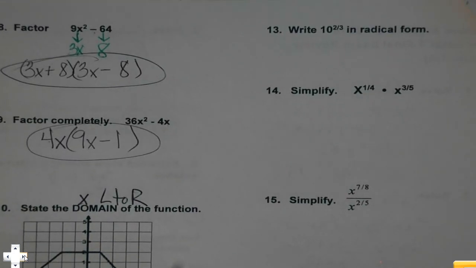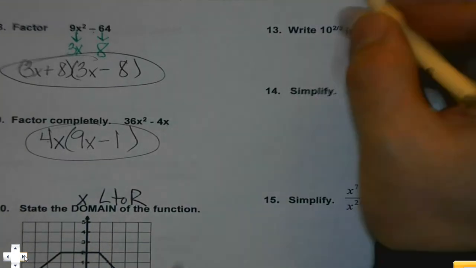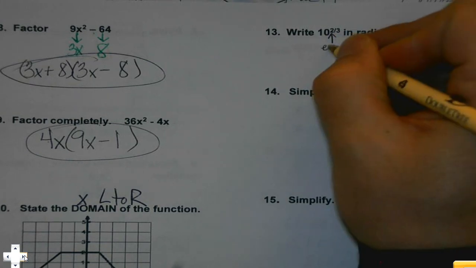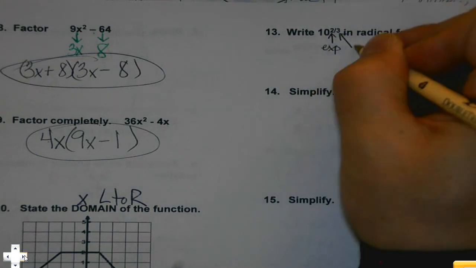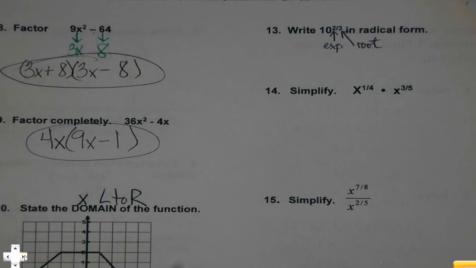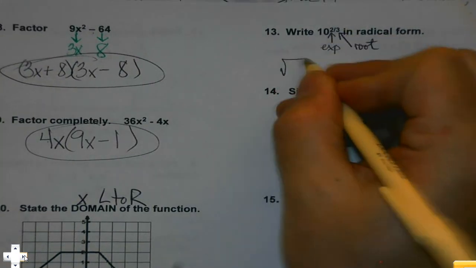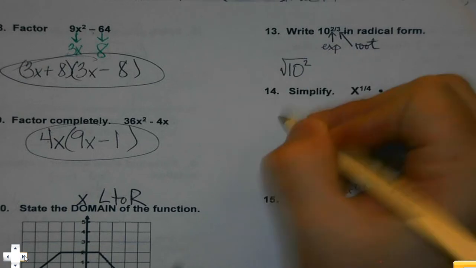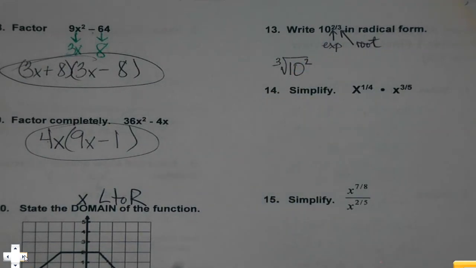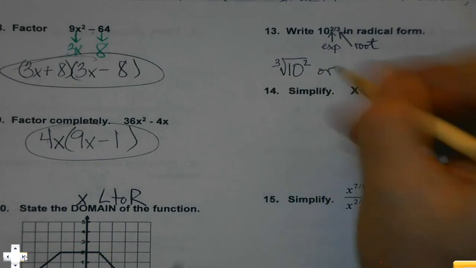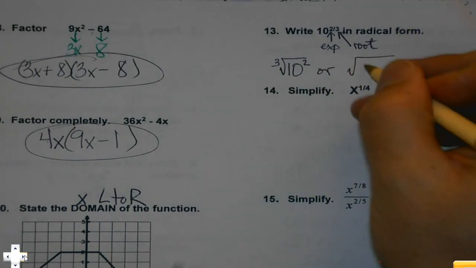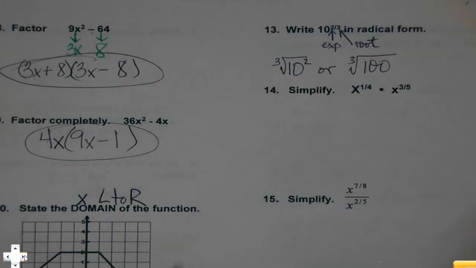Write 10 to the 2/3 in radical form. Always remember, exponent, root. Just like in the alphabet, E comes before R. So, 10, my exponent is 2. My radical, or root, is 3. Now, this could be written this way, or 10 squared may actually be written out as its value. Either of those would be correct, so you have to be prepared to do either one.